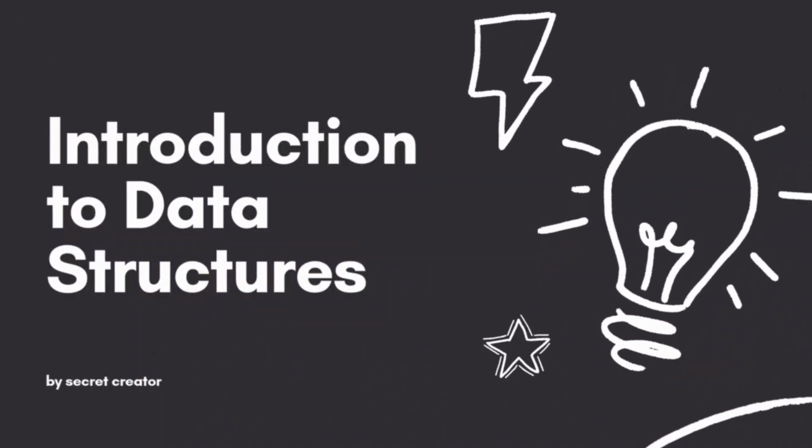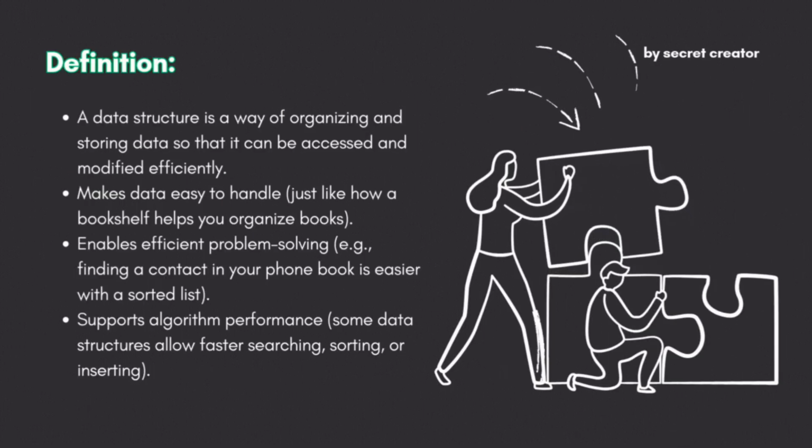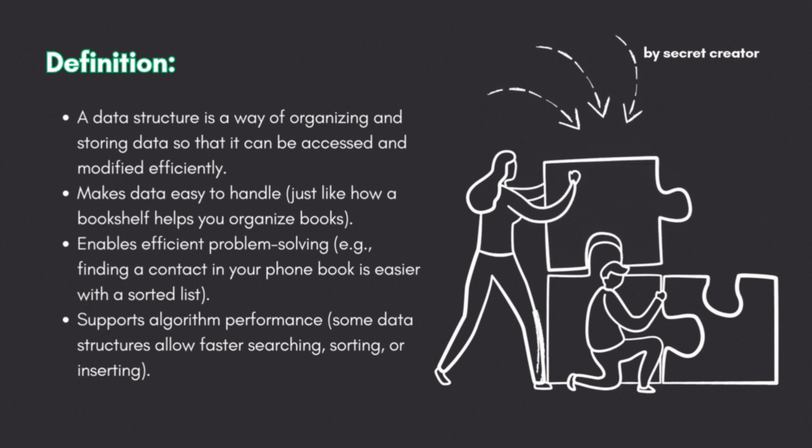What is a data structure and why is it important? A data structure is a way of organizing and storing data so that it can be accessed and modified efficiently. Imagine you are organizing your books on a shelf. If the books are arranged properly, finding a specific one becomes easy. Data structures do the same thing but for information in a computer.